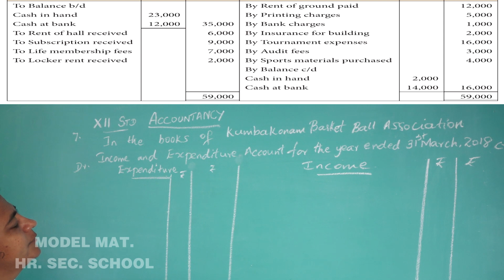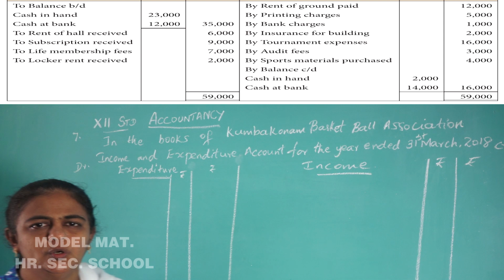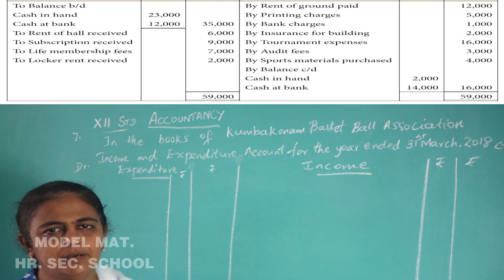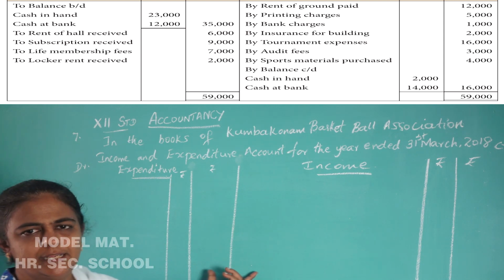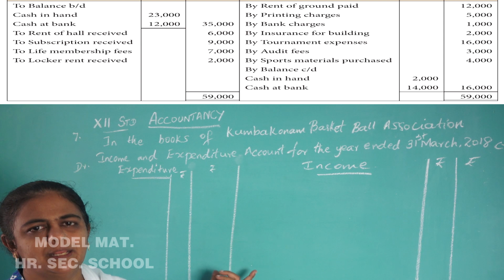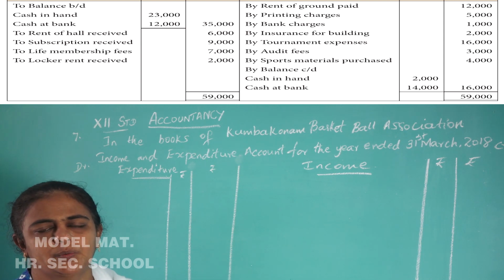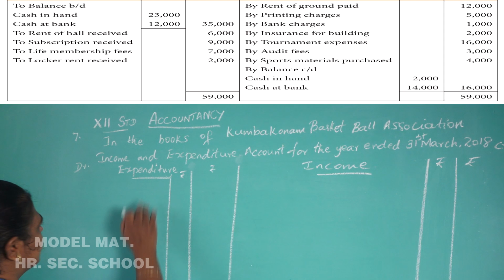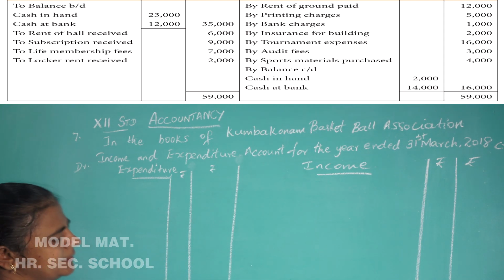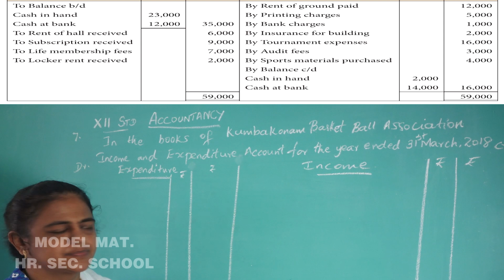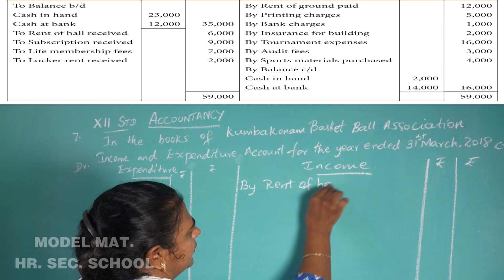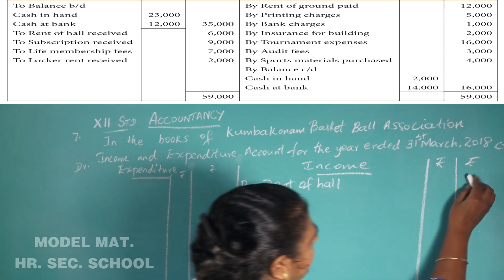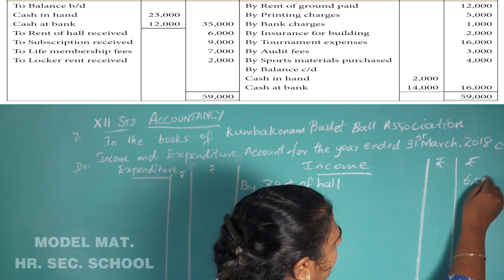See the question. It starts with the opening balance of cash in hand and cash at bank. As I already told you, opening balances will not appear in the income and expenditure account. So you leave the opening balances; they should not be recorded in the income and expenditure account. Next, rent received, 6,000. Rent received is an income, it is a receipt. So you write here, by rent of hall received, 6,000. It's an income.